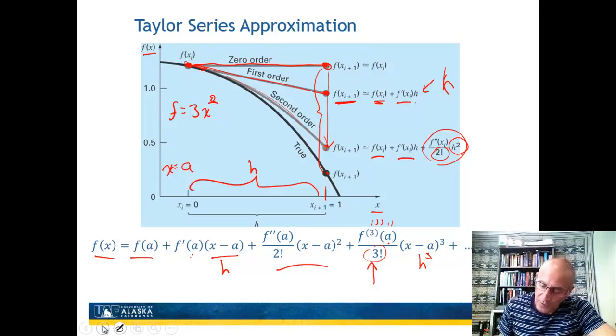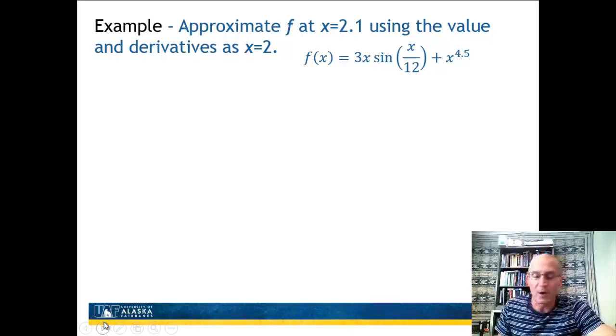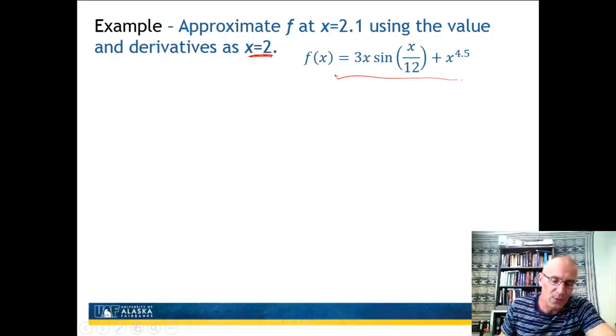Okay, so let's go ahead and do a numeric example here. I want to approximate my function f at x equal to 2.1. I'm going to use the values and derivatives at x equals 2. So this is the point that I know, and I want to know what it is at that point there. Here's the function that I'm doing: 3x sine of x over 12 plus x to the 4.5. And first of all, what I could do is just plug in this value at x equals 2.1.